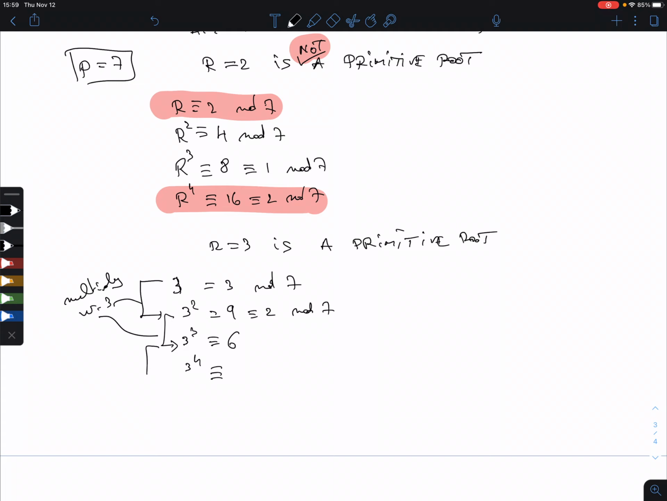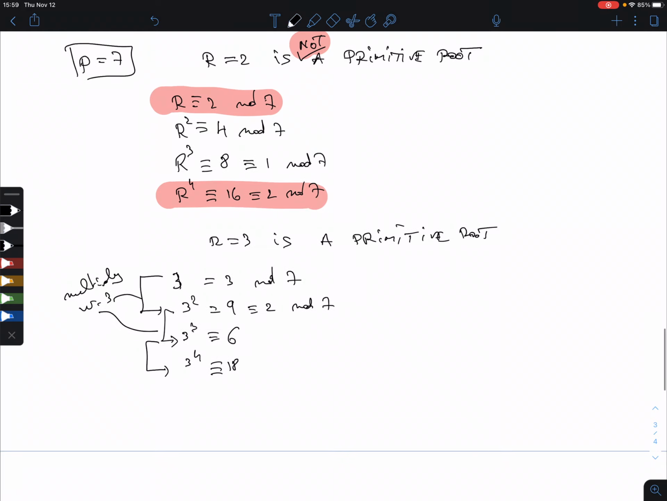So again, how do you go from there to there? Multiply with 3, so multiply here also with 3, that is 18. And 18 mod 7, that is 14 plus 4, so this is 4 mod 7. Okay, so what is 3 to the 5th? Well, multiply both sides with 3, that's 12 mod 7, that's the same as 5 mod 7. Notice that we have all different numbers, 3, 2, 6, 4, 5.